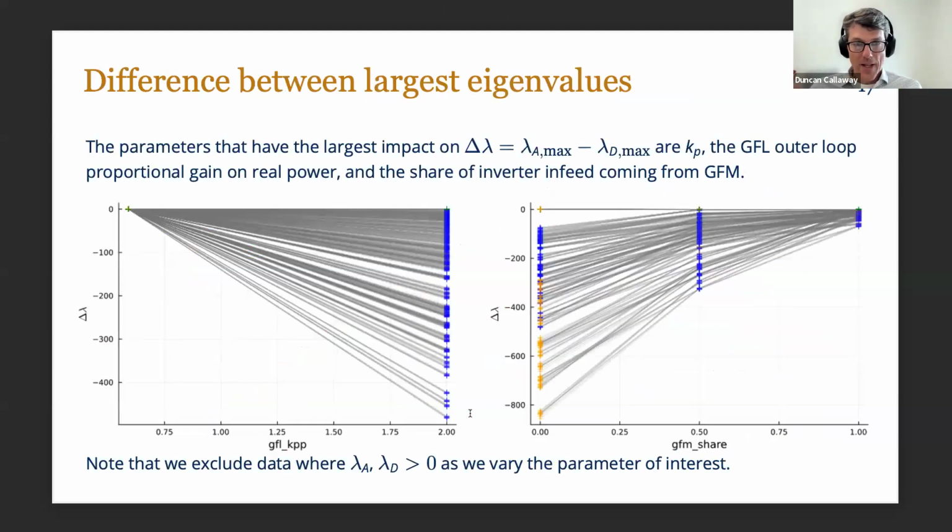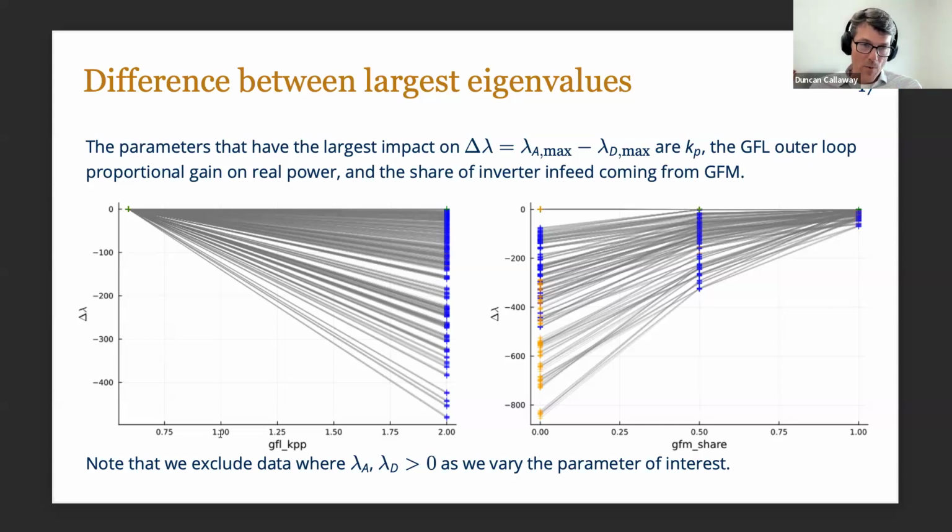And there are a number of different things that cause the eigenvalues, or this report of eigenvalue size, to be different. But the two that we saw that had the biggest impact had to do with the grid following inverter. So what we see on this first plot is a delta lambda. This is the difference between the algebraic and the dynamic largest eigenvalue. So a negative value would mean that the dynamic eigenvalue is larger, that is more positive than the algebraic one.